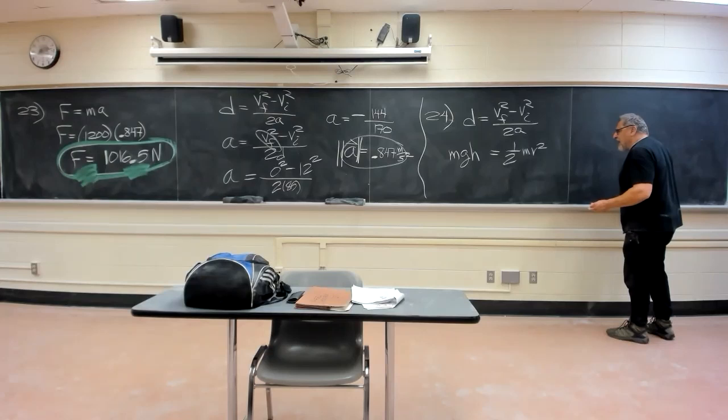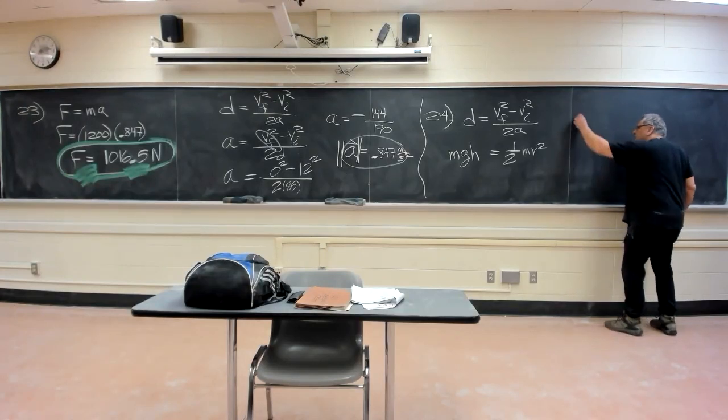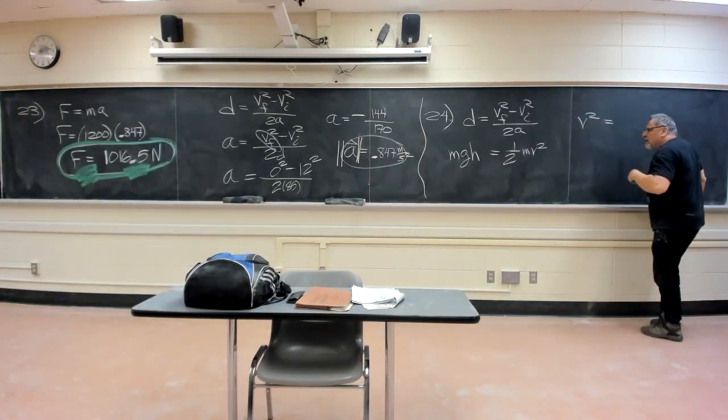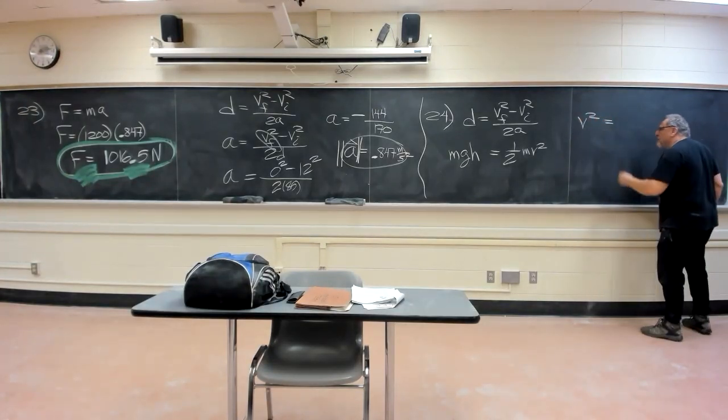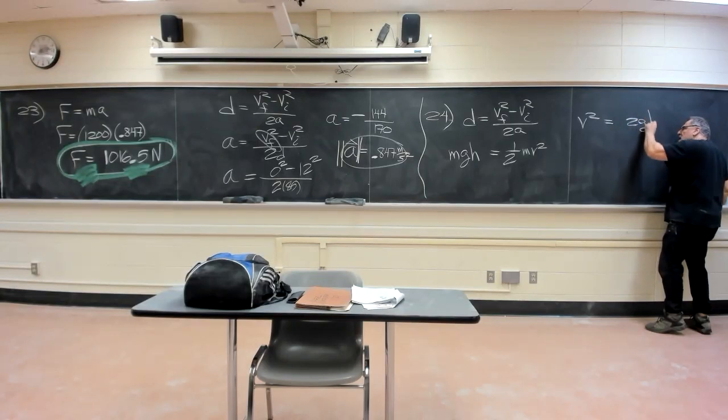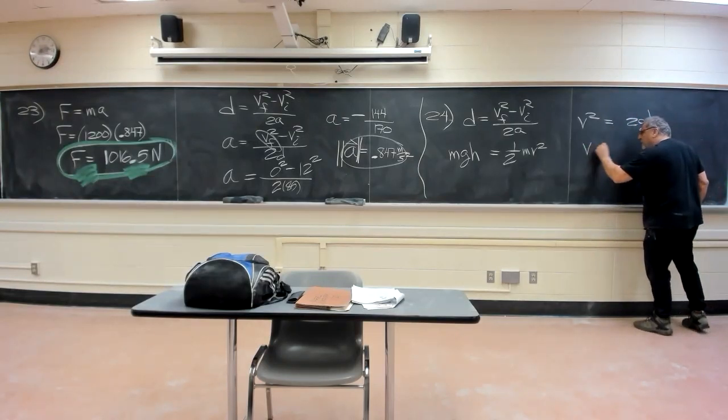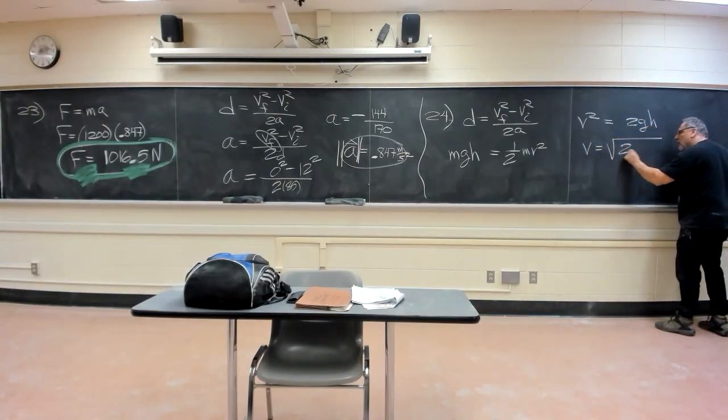Multiply by 2 on each side and divide by m on each side, and you get V squared by itself. It's 2gh. Square root both sides. It's pretty neat.